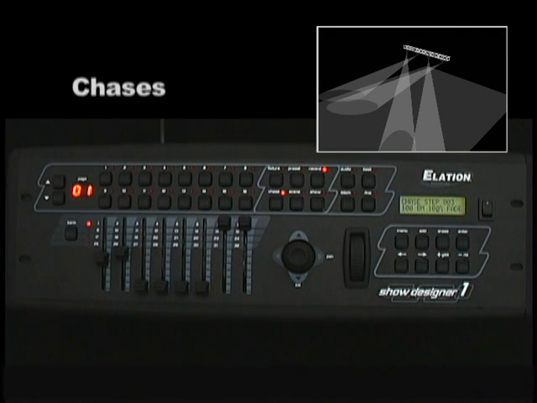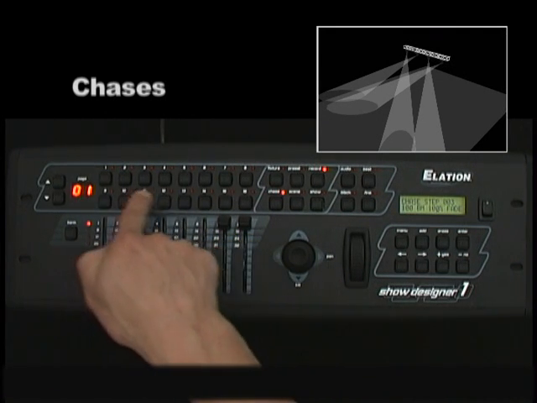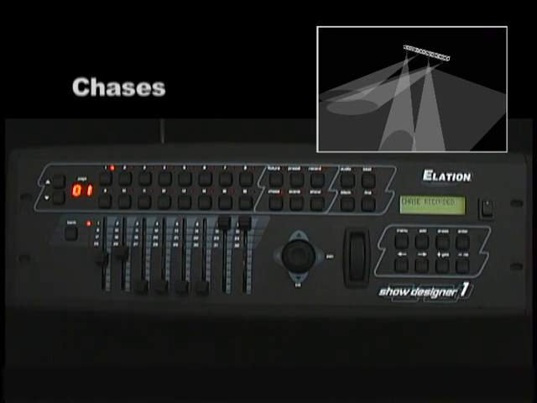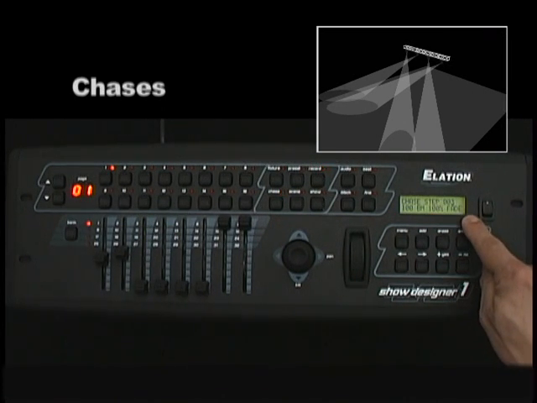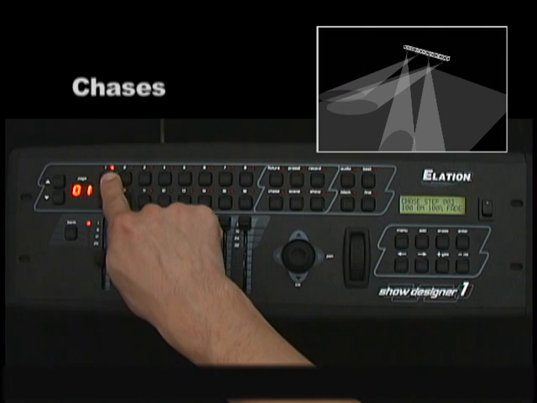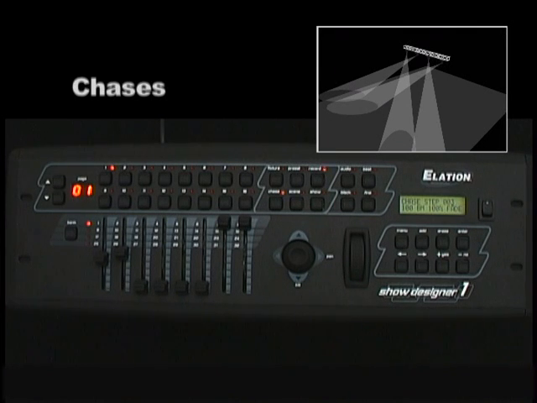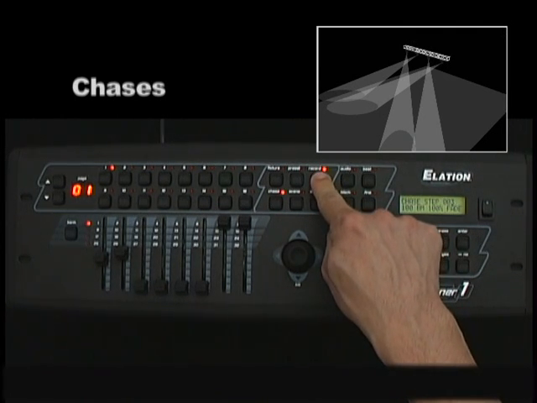To store the chase, select one of the 16 number buttons. The display will momentarily read chase recorded, and the number 1 button will have its LED lit at this point. Our chase has now been stored. To exit, press the record button.